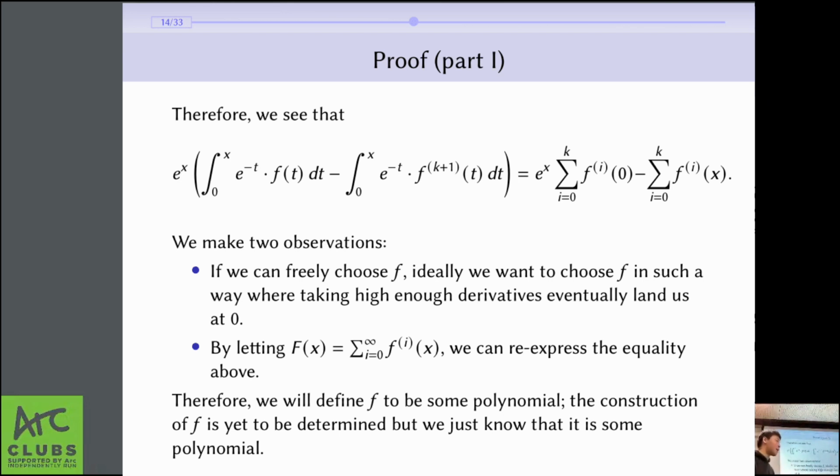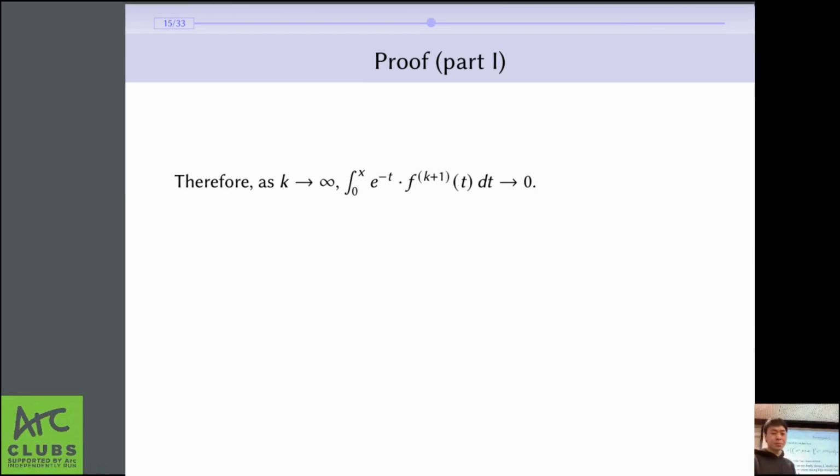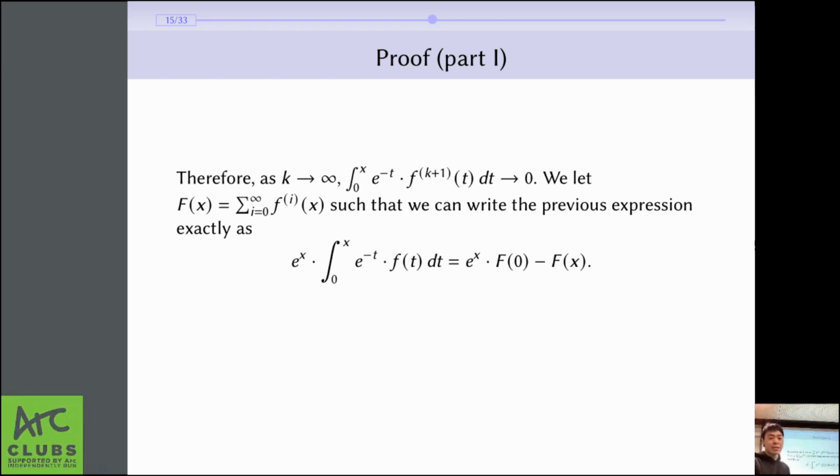So we will define f to be some polynomial, but we don't know the construction of this polynomial. So we don't know what it looks like, we just know that it's some polynomial. Okay. So we know, because it's some polynomial, as you increase the power for k, that this integral here goes to 0. And so the integral itself will vanish. And that leaves us with this nice-looking expression here now, right? Where the right-hand integral vanished, and all of my sums get replaced with capital F of 0 and capital F of x. So hopefully this is nothing too hard.